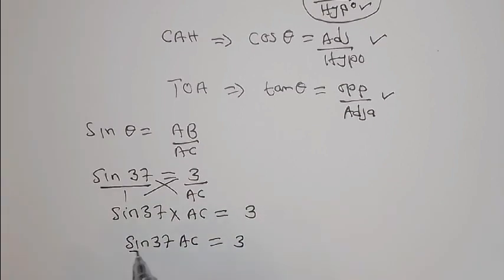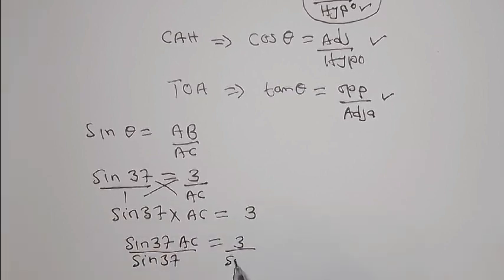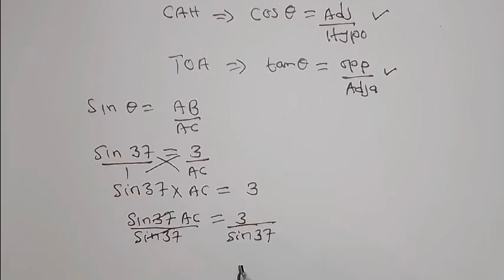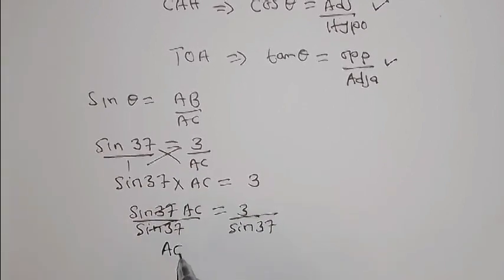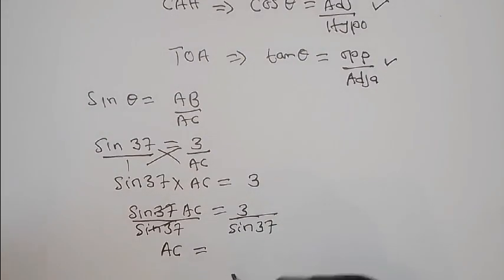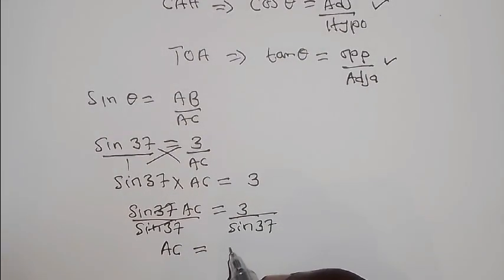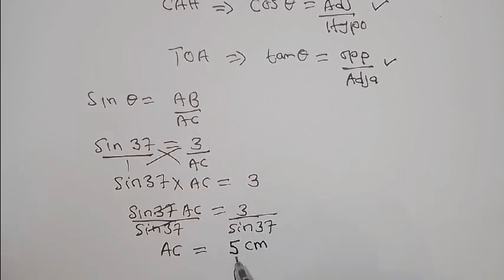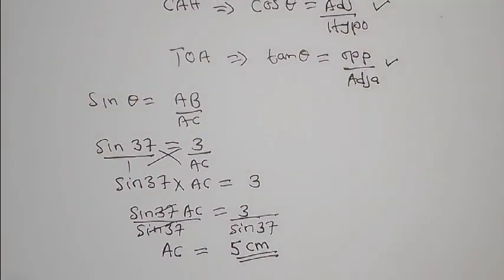From there you can divide both sides by sine 37 over sine 37, so this and this go. You're going to have AC equal to 3 divided by sine 37. Once you divide, we get the same answer, which is just 5 centimeters. You can confirm that by using your calculator. So that's how you can go about doing that.